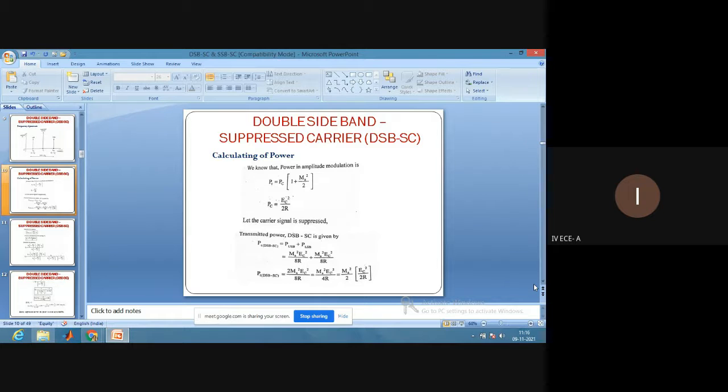In this DSB-SC system, the carrier signal is suppressed. So the transmitted power of the DSB-SC system can be represented as PT DSB-SC, which comprises only two powers. One is the upper sideband power, PUSB, and another one is the lower sideband power, represented as PLSB. Substituting the values of upper sideband and lower sideband power, we'll get the total power requirement for the double sideband suppressed carrier, which is given as ma squared by 2 into Ec squared by 2R. This can be replaced as Pc.